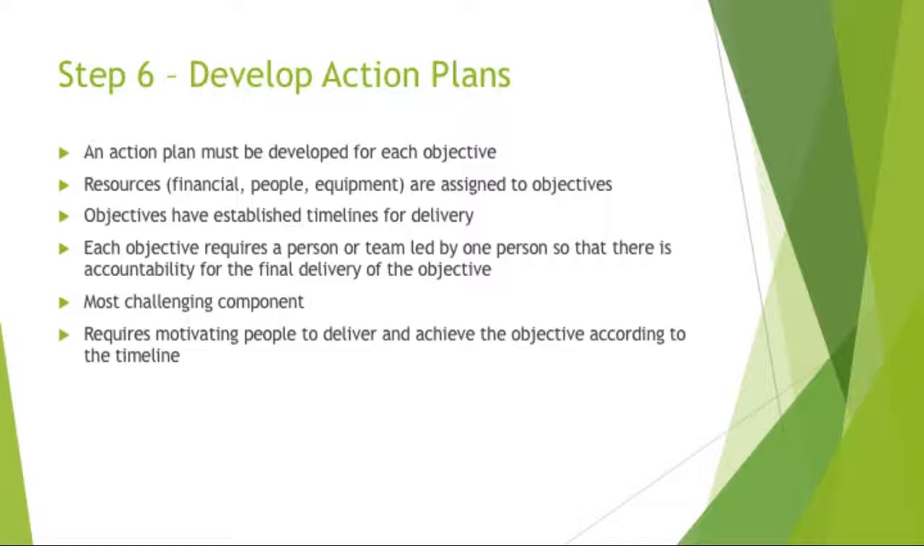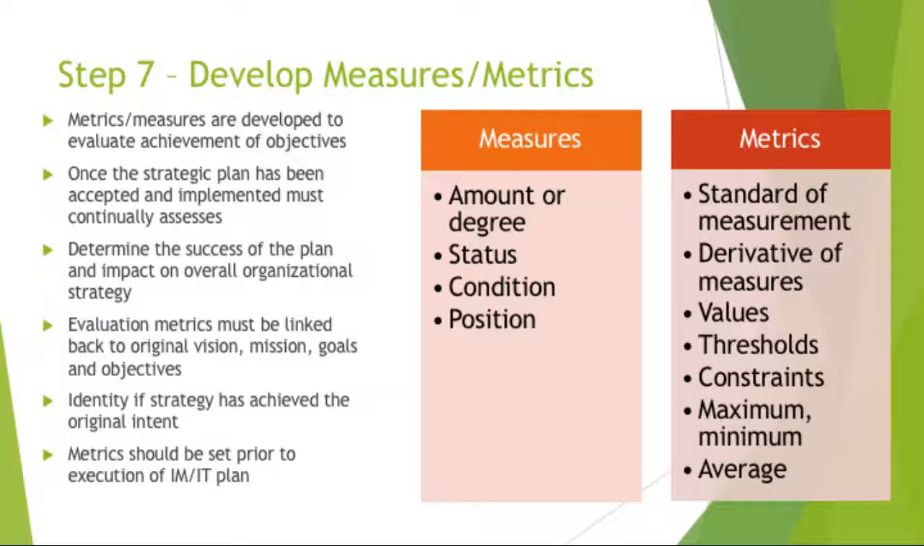Each objective requires a person or team led by one person, usually a project manager, so that there is accountability for the final delivery of the objective. This is the most challenging component, as it requires motivating people to deliver and achieve the objective according to the timeline. Step 7 is to develop metrics and measures.